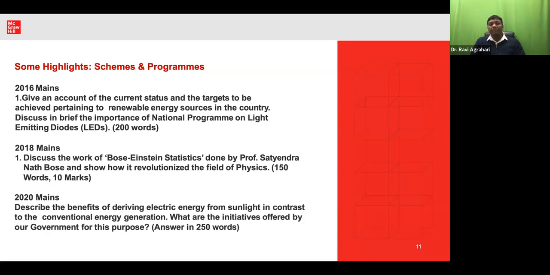Third one, describe the benefit of deriving electrical energy from sunlight in contrast to conventional energy generation. Okay, how solar energy is better than conventional. Conventional means coal and petroleum type of product. And see, further the second part is there. What are the initiatives offered by the government for the purpose?